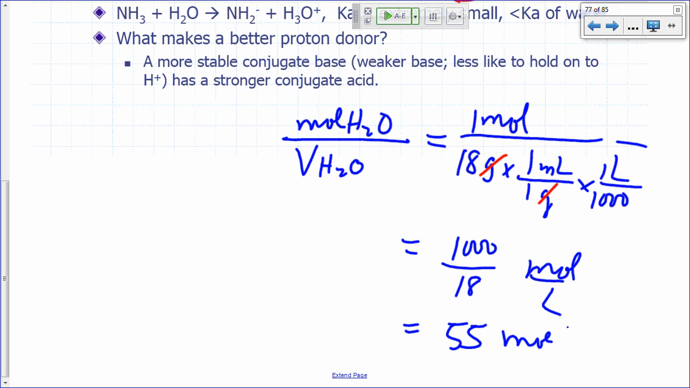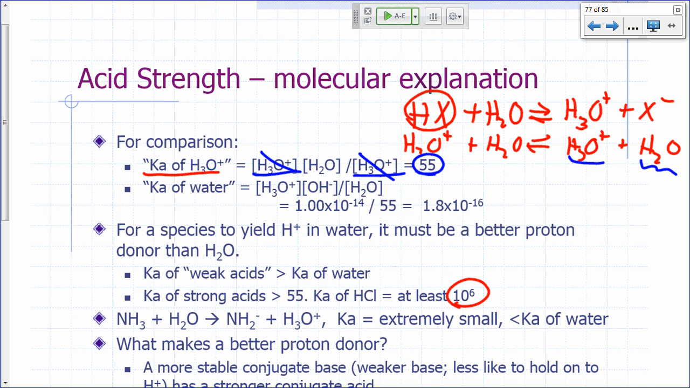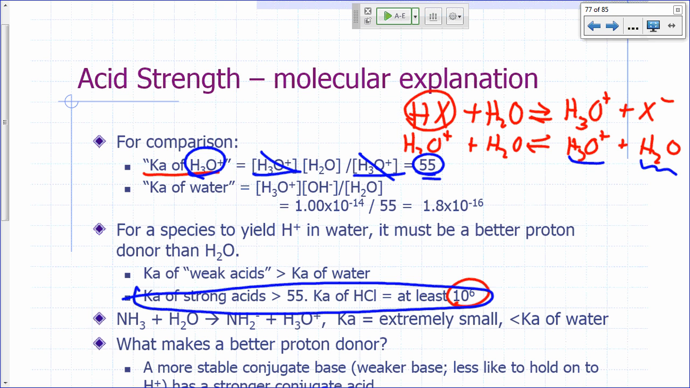Okay, so just for comparison purposes, we can say then, putting the acids on the same scale, hydronium ion is going to have a Ka of 55. So anything that has a Ka of 55 is what you would call a strong acid. Now, what would be the Ka of water itself?